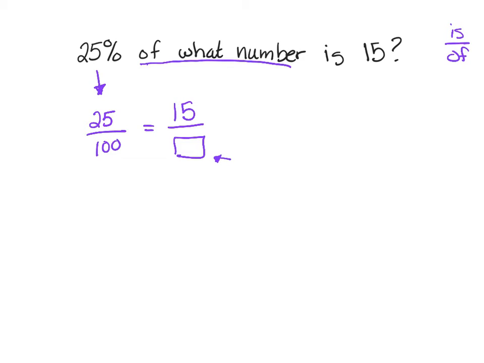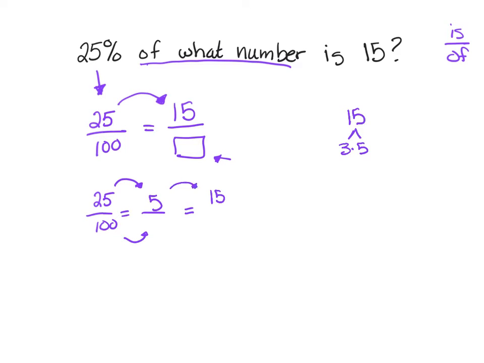So 15 goes on the top. So I need to figure out how to get from 25 to 15. Well, I can't do it easily, so I'm going to actually do a step. Okay, so I'm going to take 25 over 100. I'm going to simplify it. So I'm going to go from 25 to what number can I put here on the top so then I can make another jump to get to 15. Well, I know my factors of 15 are 3 and 5. So if I can get 5 here, can I get to 15? Yes, and I can get from 25 to 5.